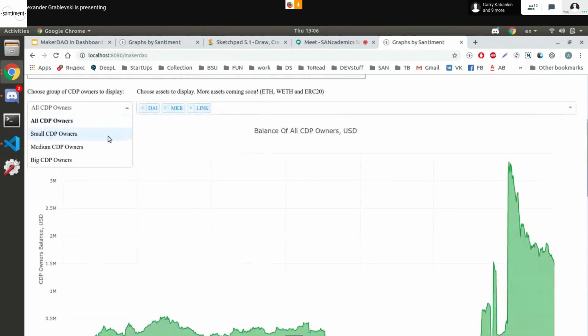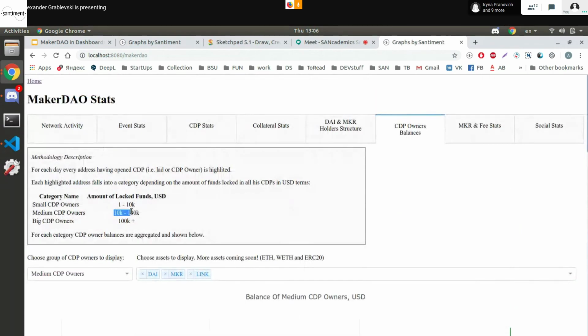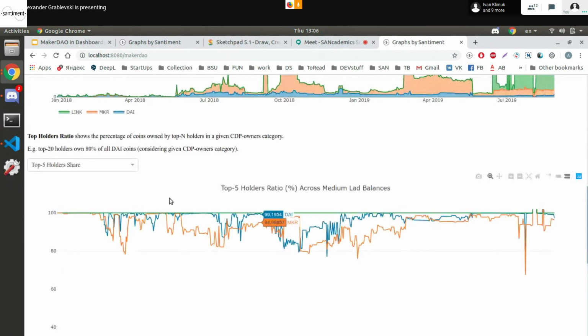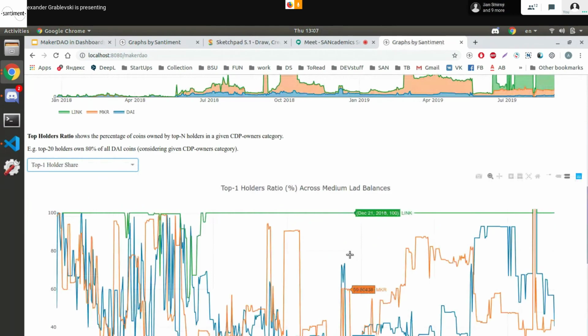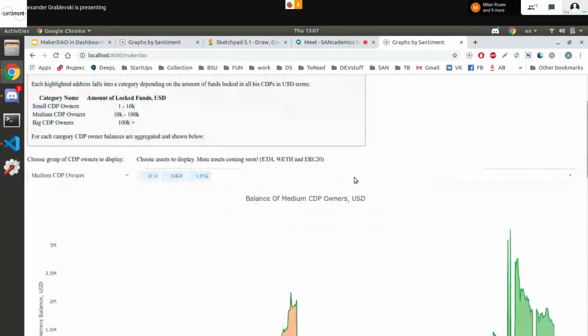And of course, you can check only, for example, medium CDP owners, that's CDP owners that hold more than 10,000 DAI, but less than 10,000 DAI. And again, you see they hold some LINK token. And with this category, almost a single address controls all the LINK tokens placed in this category. You can do it with any token.